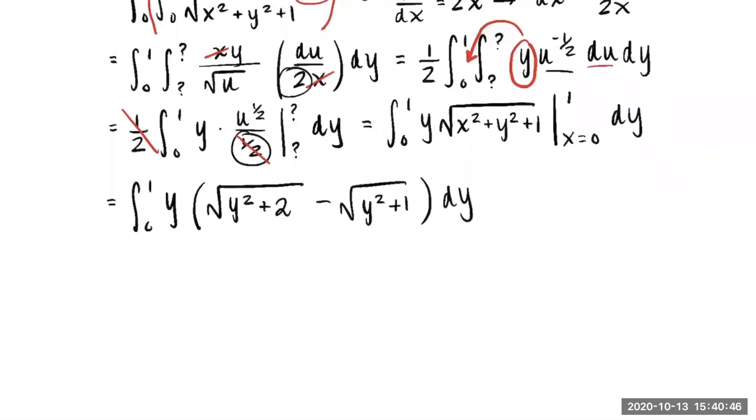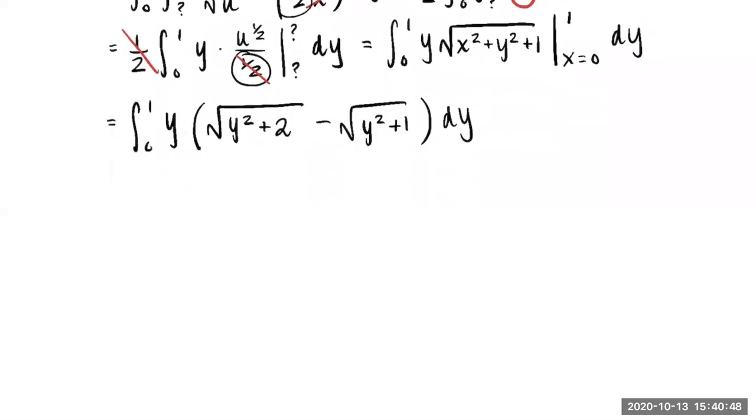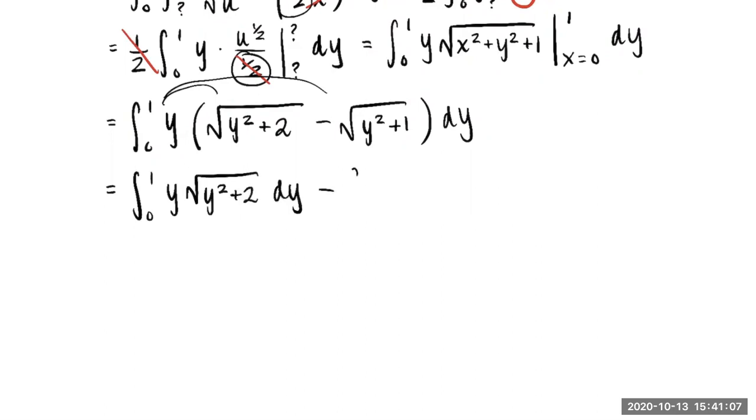All right. So where we're at now is I have technically 2 integrals to compute. So let me actually distribute the integral and the y here to both places. I have the integral from 0 to 1 of y square root of y squared plus 2 dy. Take away the integral from 0 to 1 of y square root of y squared plus 1 dy.